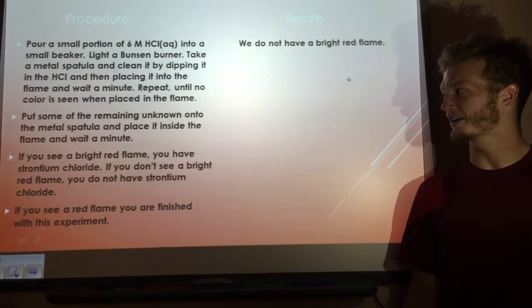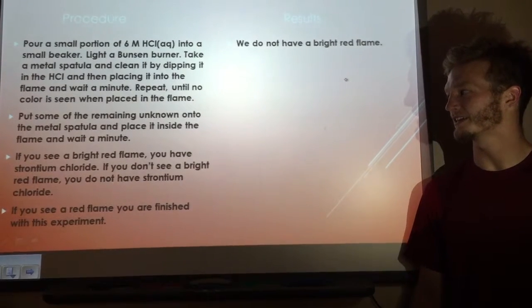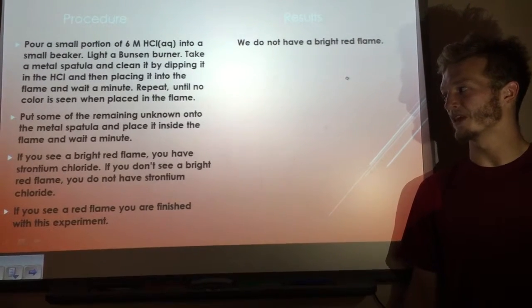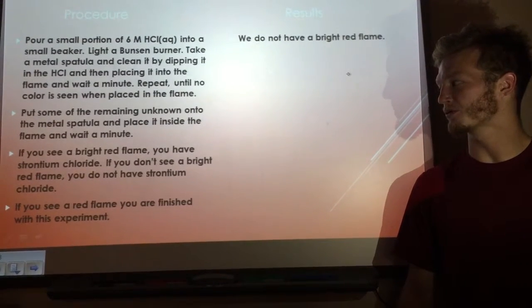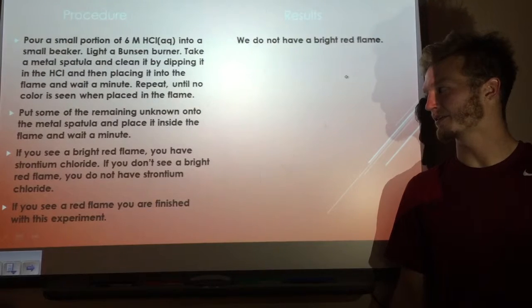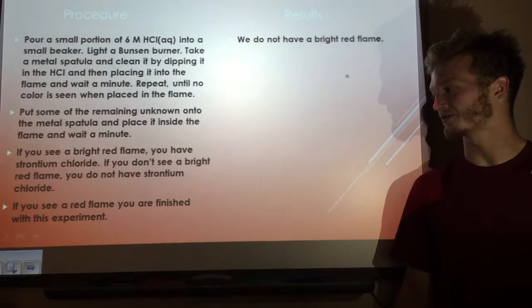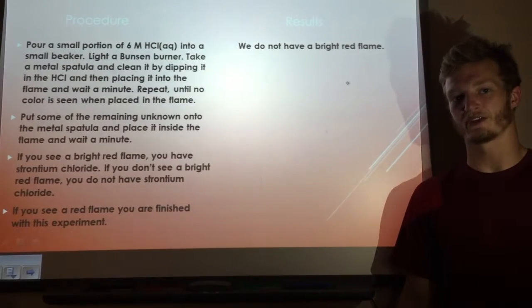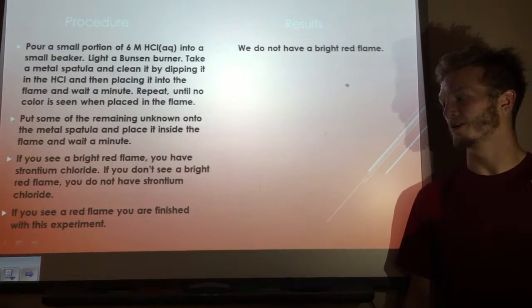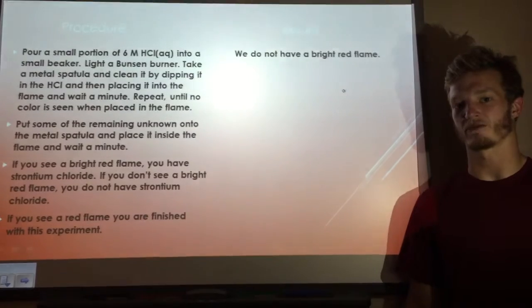Repeat until no color is seen when placed in the flame. Put some of the remaining unknown onto the metal spatula and place it inside the flame and wait a minute. If you see a red bright flame, you have strontium chloride. If you do not see a bright red flame, you do not have strontium chloride. And if you see a red flame, then you are finished with the experiment. We did not see a red bright flame.